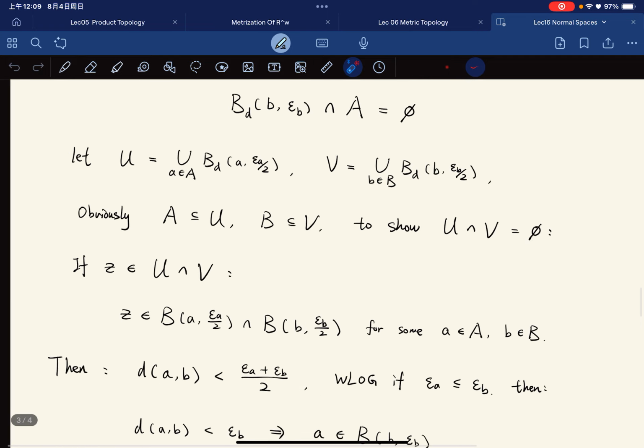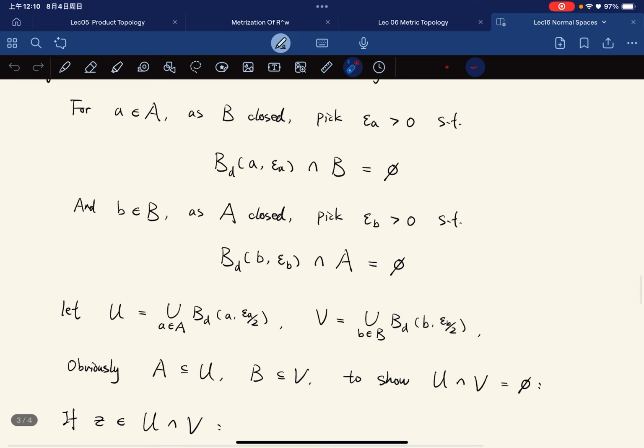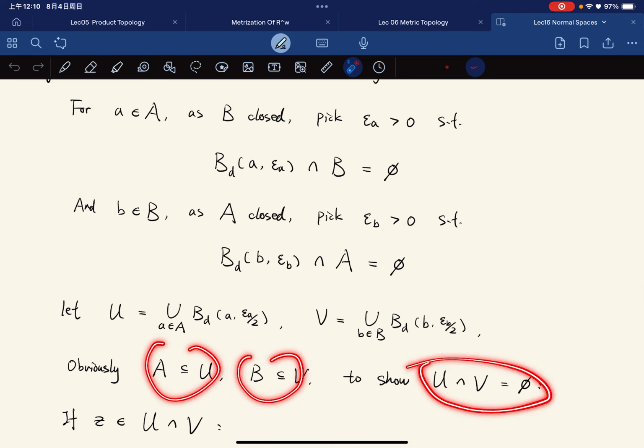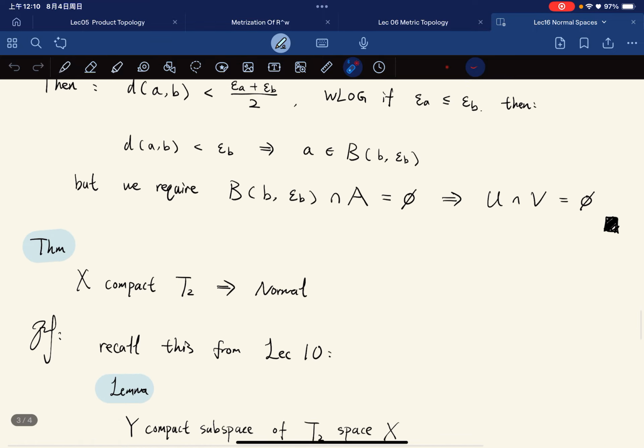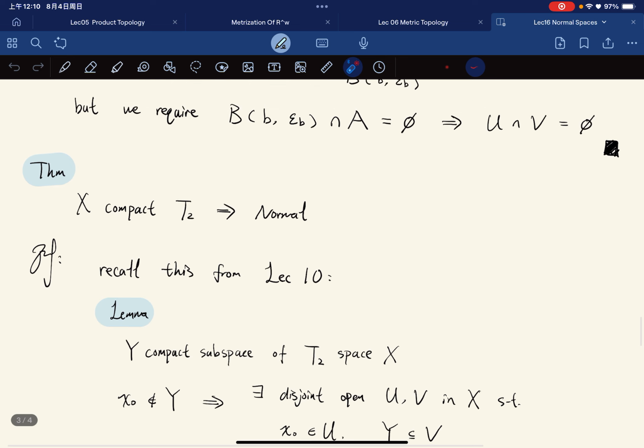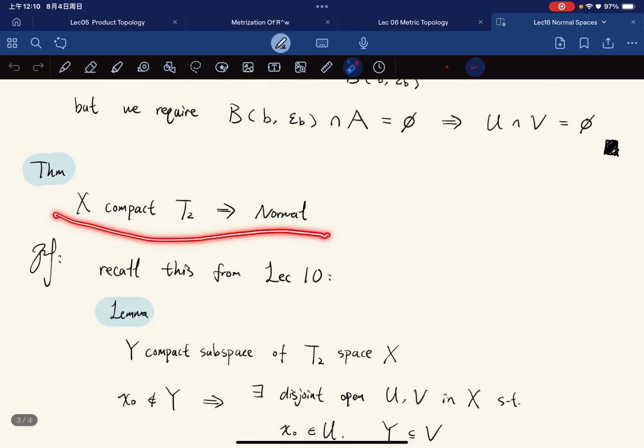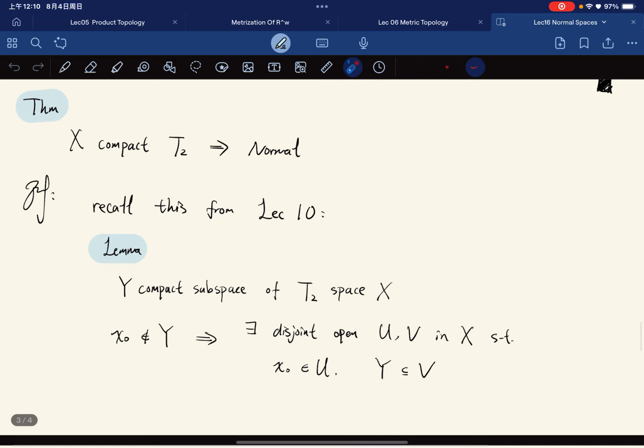We have A in U, B in V, and U and V are disjoint. U and V are obviously both open sets. And lastly, we have compact Hausdorff space is a normal space. Compact and Hausdorff. So recall this lemma from lecture 10. For any compact subspace Y of a Hausdorff space, for any x not in Y, there exist disjoint open U, V such that x is in U and Y is contained in V.